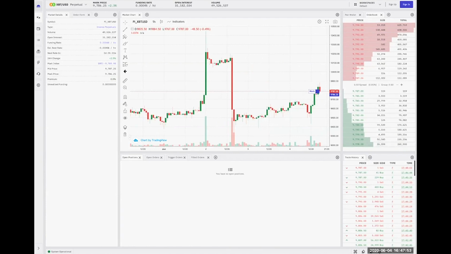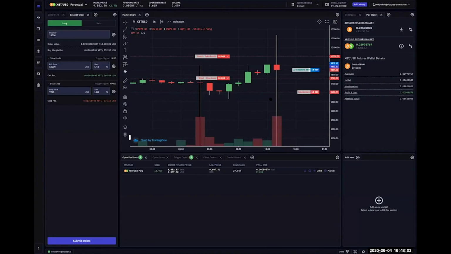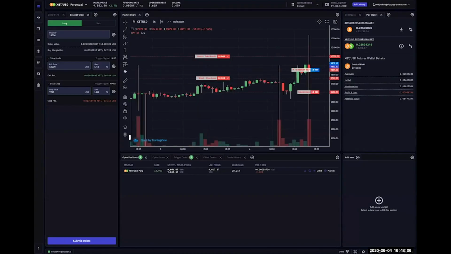So on the demo side, when you're seeing these huge wicks to 9,000, if you had a position open on demo, you wouldn't be liquidated by that. Yeah, and this is the production site. You can see on the demo site there are huge wicks, and that's just because we're playing around with it. And we encourage you to do the same, please.